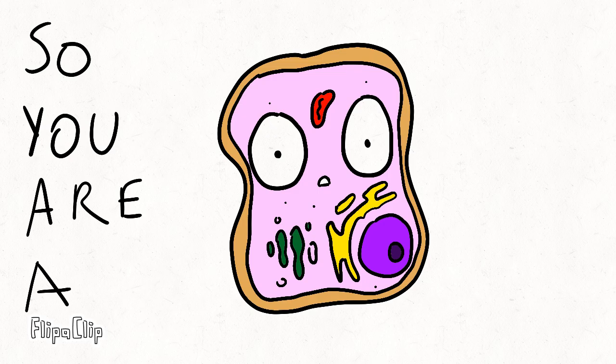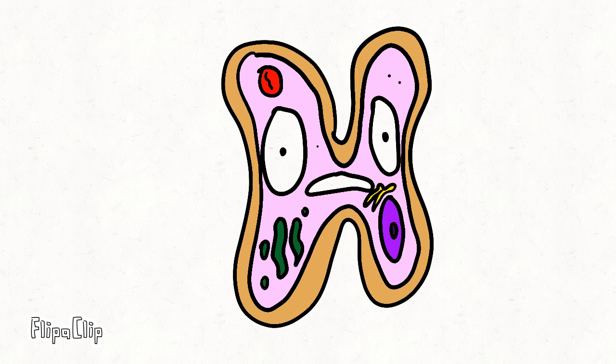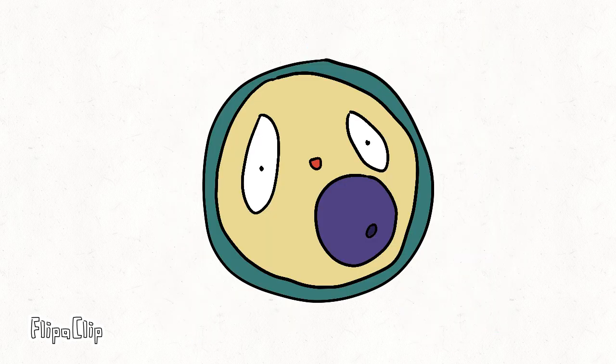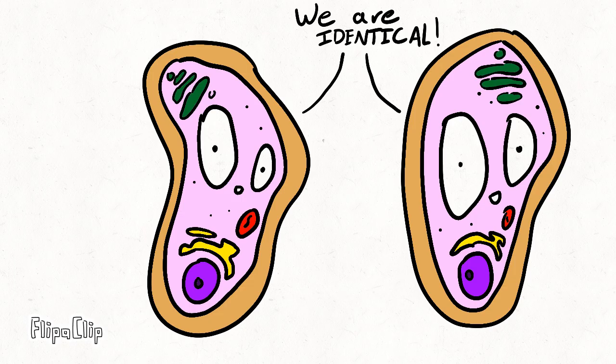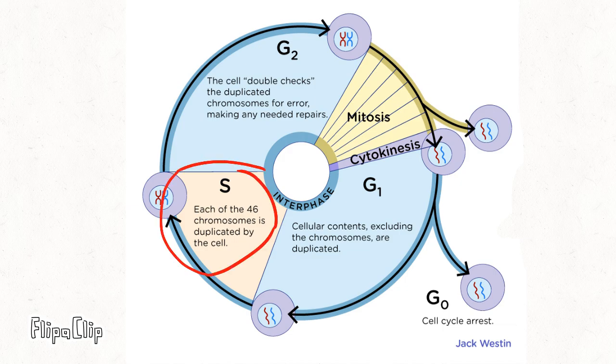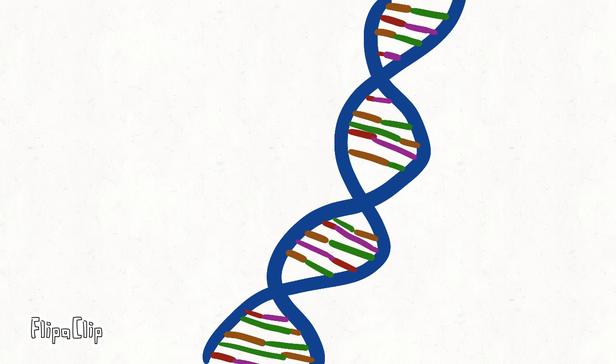So you are a cell, and you want to replicate your DNA for mitosis. DNA replication is the process by which a cell copies its DNA so that each new cell receives an identical set of genetic information. This process occurs during the S phase of interphase, before cell division, and it's essential for growth, repair, and reproduction. Before we start, let's go over some basic rules of DNA structure.